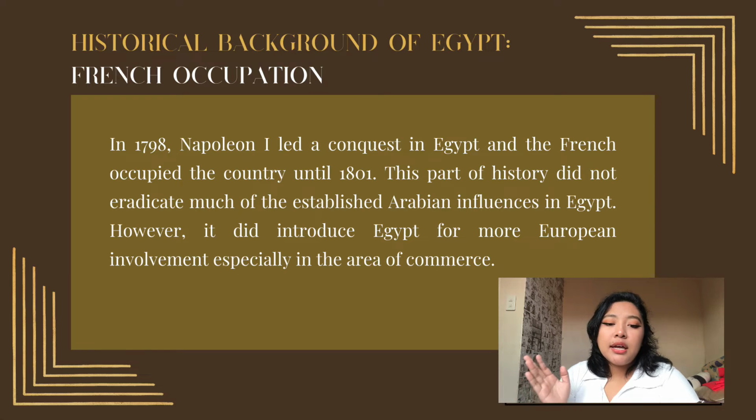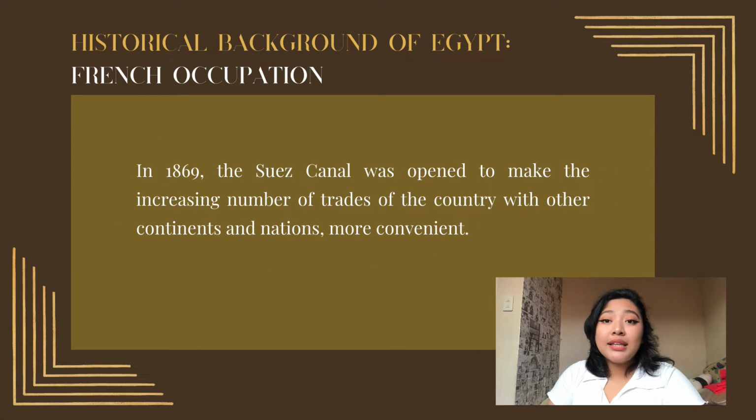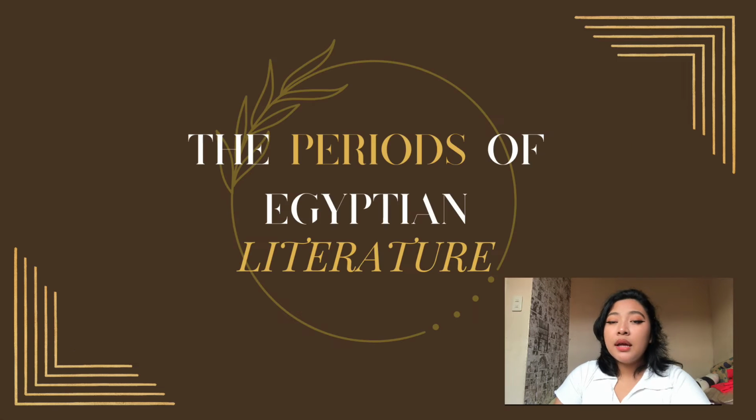With the exchange of trade of goods and services, this increased the influence of European countries on Egypt in terms of languages and most probably literature. In 1869, the Suez Canal was opened to make the increasing trade of the country with other continents and nations more convenient. Now that we're done with the historical background of Egypt, we will now be moving forward to the periods of Egyptian literature.